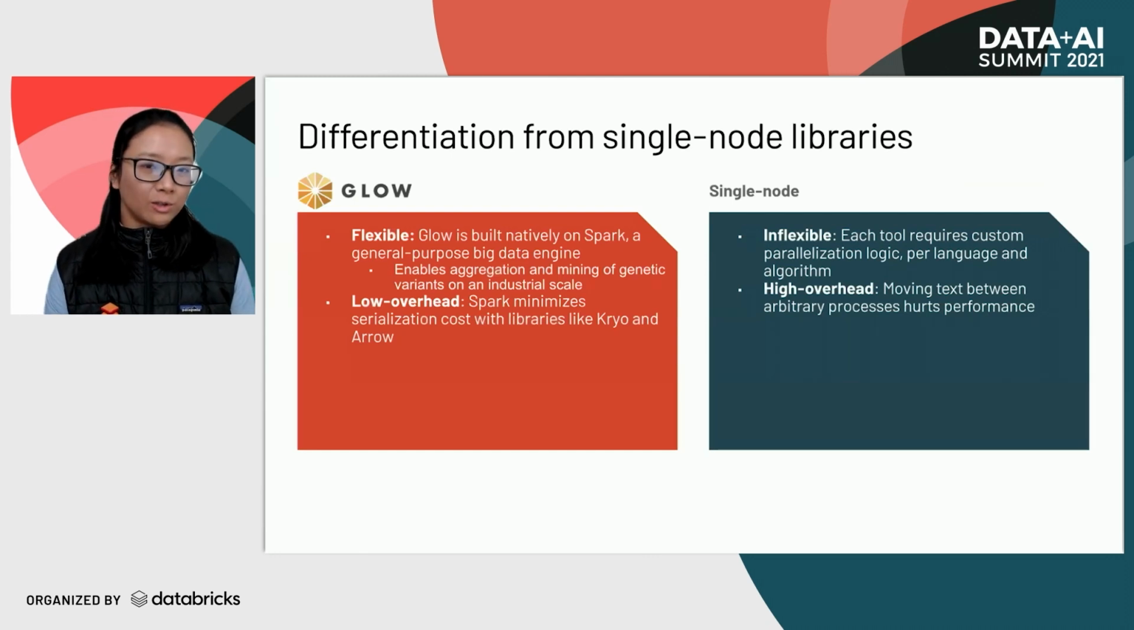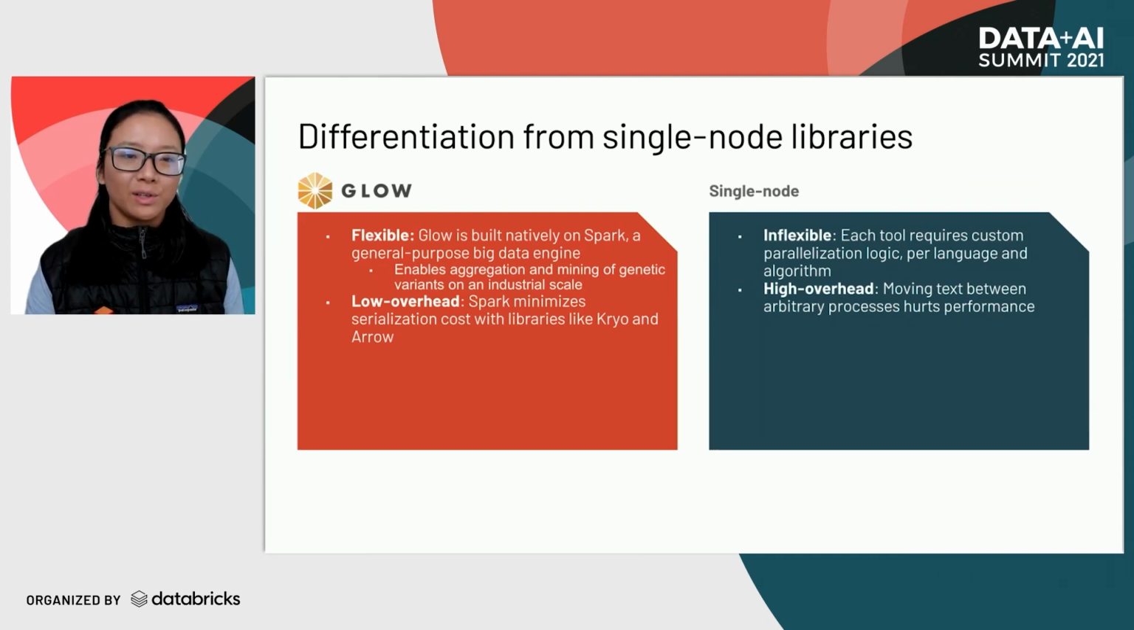Some genomic single node tools do allow for some level of parallelism, often on on-premise clusters. However, this is done in an ad hoc fashion. Every library and every language does it a little bit differently, which makes both developers' and users' lives difficult. With Glow, we chose to perform all of our parallelization in Spark, which has proven itself for a variety of applications in the big data space.